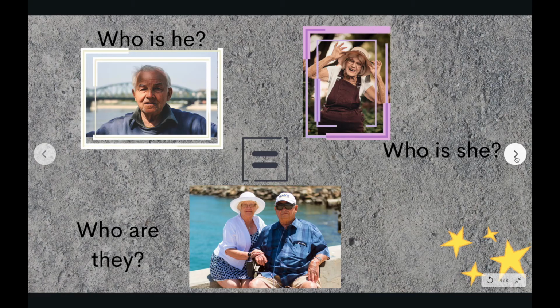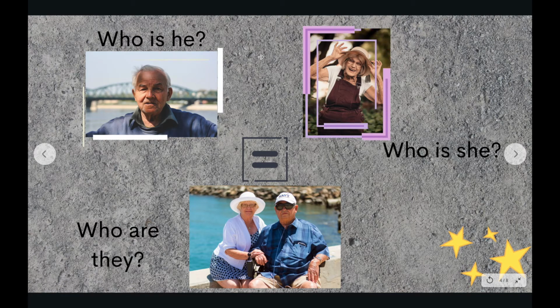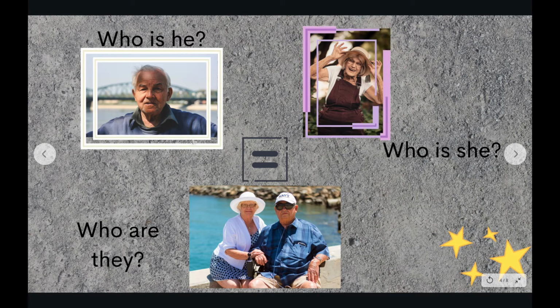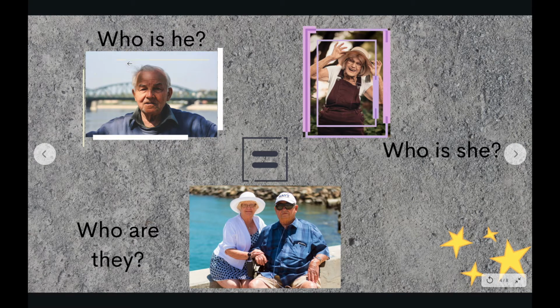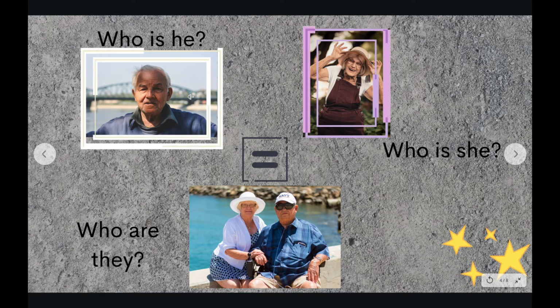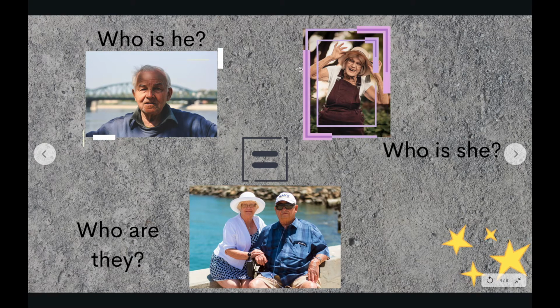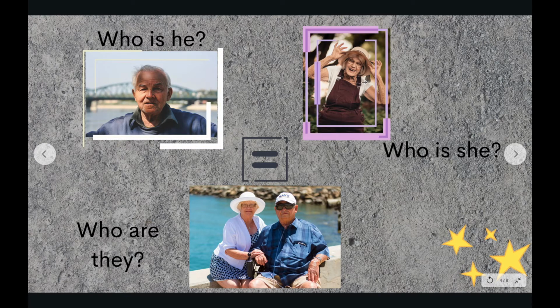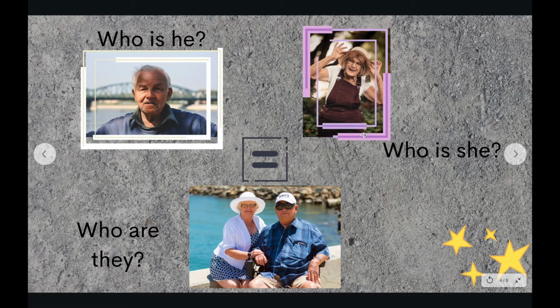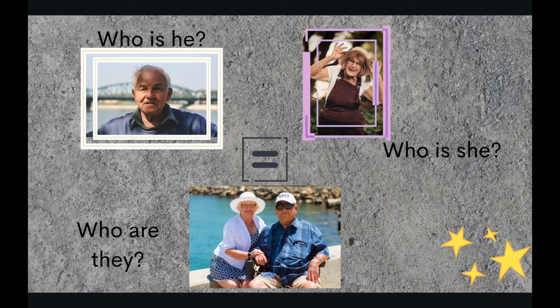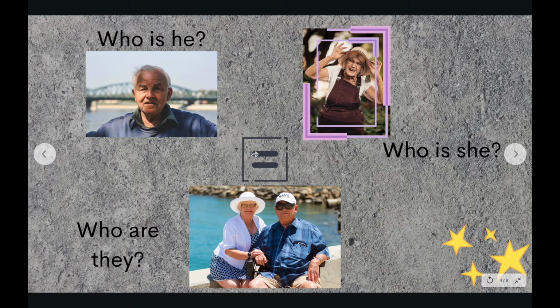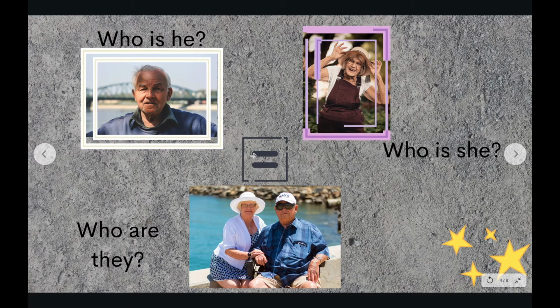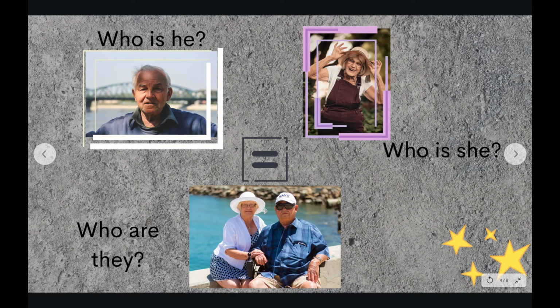Excellent. Okay, next photograph. Who is he? What could be the name of this person that we have here? Excellent. He is grandpa. Very good. And what happened here in the other part? Who is she? What will be the name for this lady? Excellent, grandma, or also grandmother. And here we have a signal. Equals, who are they? Perfect, grandparents.